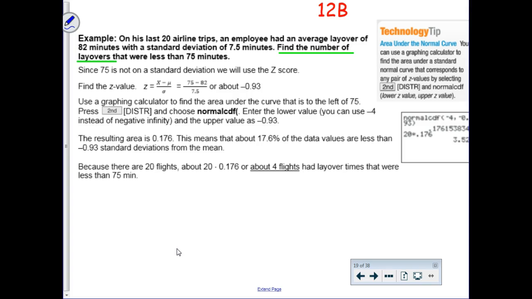An employee had an average layover of 82 minutes with a standard deviation of 7.5 minutes. So that looks like very important information, right? 82 minutes is the mean, and then 7.5 is the standard deviation. Find the number. Now be careful. At the end of this question, they want the number of layovers that were less than 75 minutes.